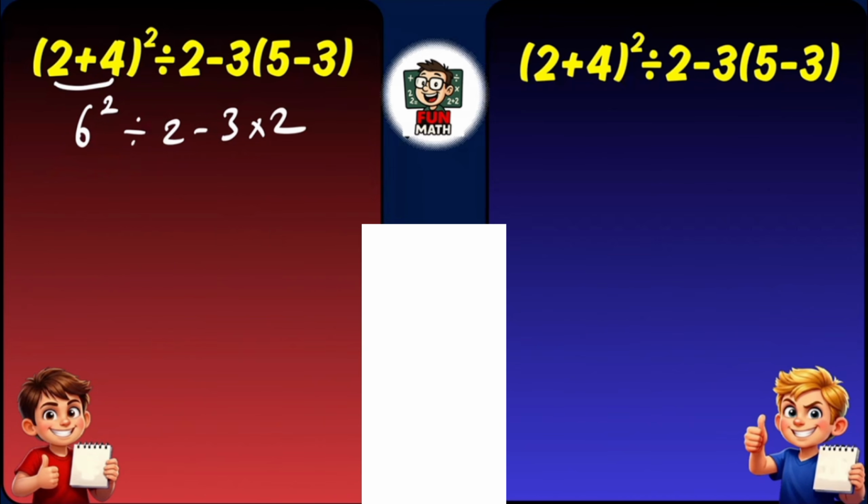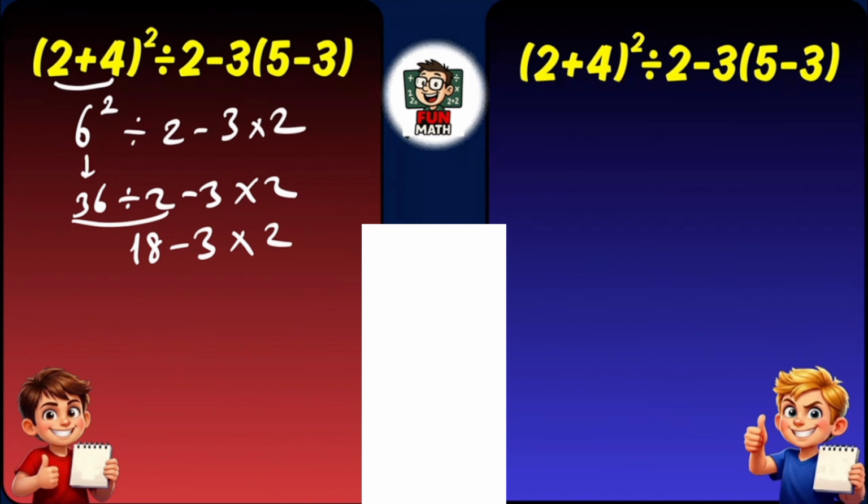First, exponent. 6 power 2, 6 times 6 equals 36. Now, division, 36 divided by 2 equals 18. Now, subtraction, 18 minus 3 equals 15. Finally, 15 times 2 equals 30.